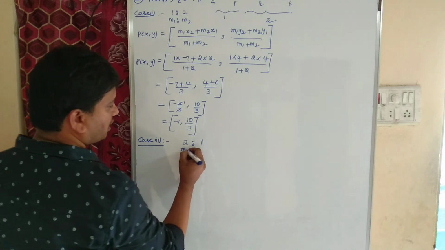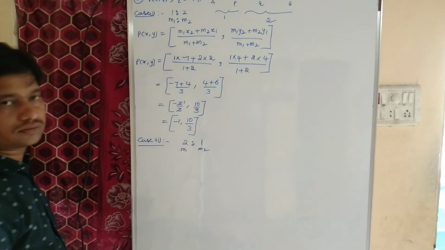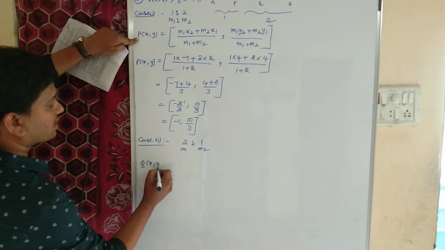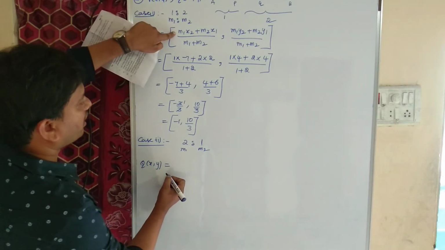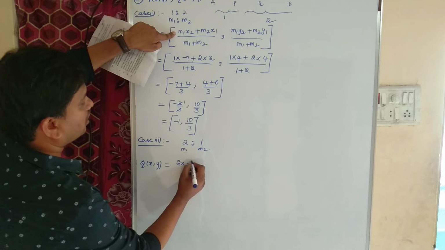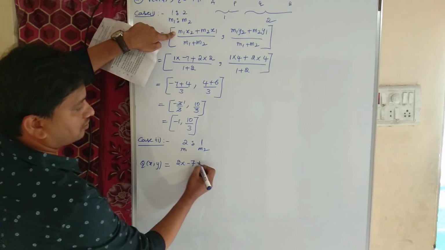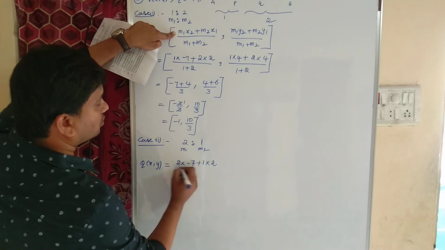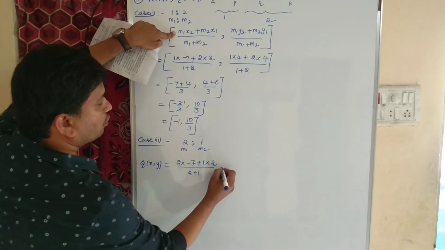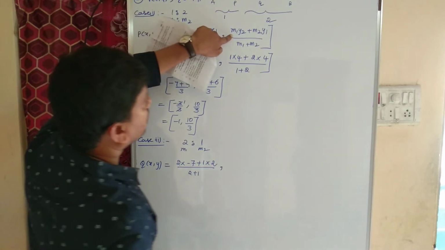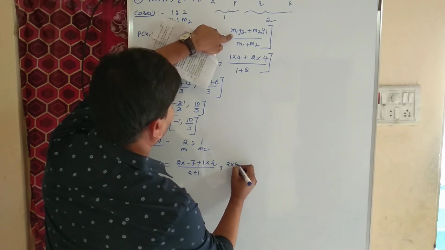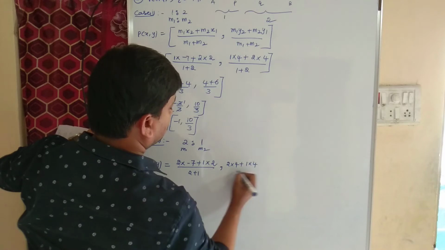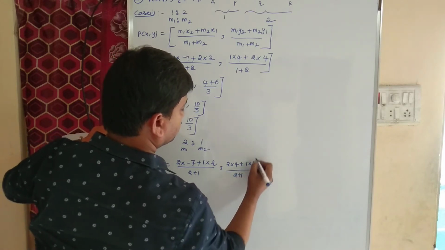So this is our m1 and this is our m2. So same formula, Q of x comma y equal to m1 x2. m1 means 2 into x2 minus 7 plus m2 x1, 1 into x1 value 2 by m1 plus m2, I mean 2 plus 1. m1 is 2, 2 into 4 plus m2 is 1, 1 into 4 by 2 plus 1.